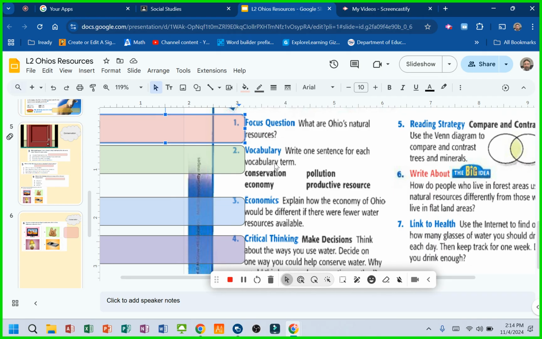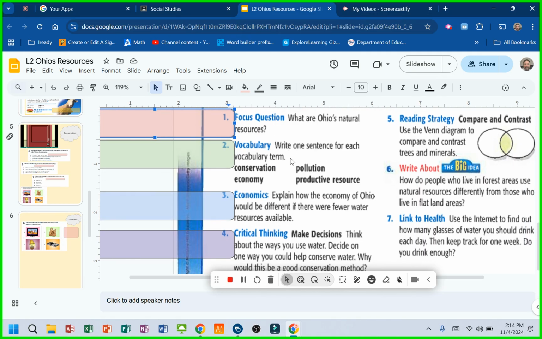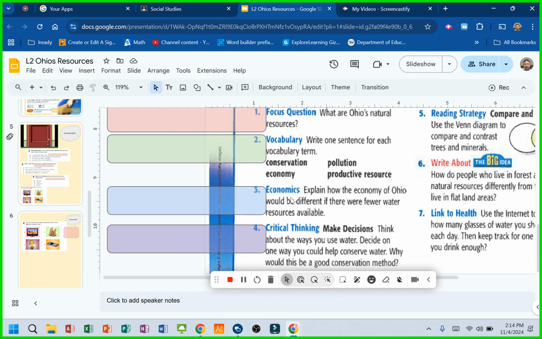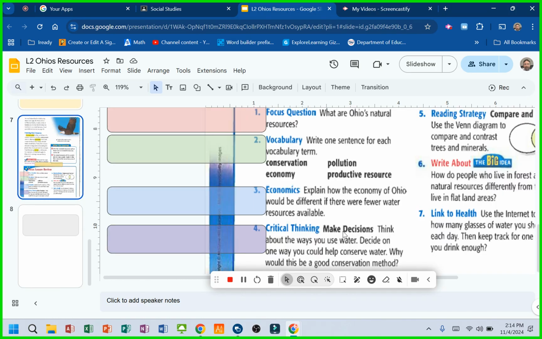Okay? What are Ohio's natural resources? Write 1 sentence for each vocabulary term. That's a good one. I want you to do that. Economics. Explain how the economy of Ohio would be different if there were fewer water resources available. Oh my gosh, it'd be way different, wouldn't it? Make the decision. Think about the ways you use water. Decide on one way you could conserve water. Why would this be a good conservation method?